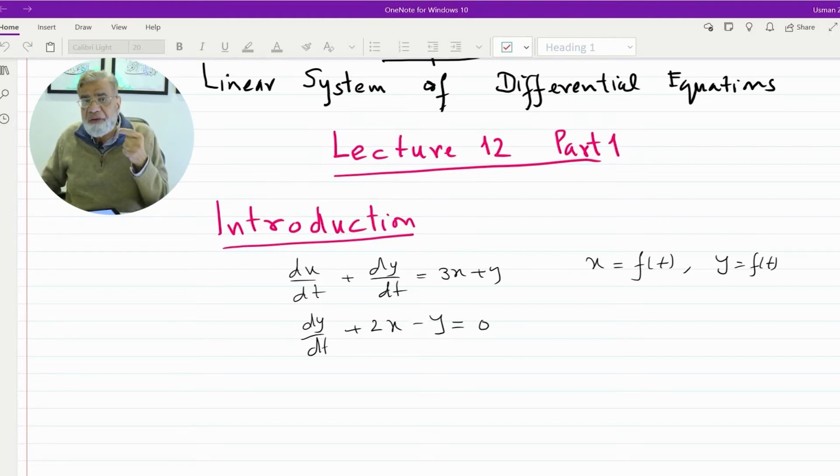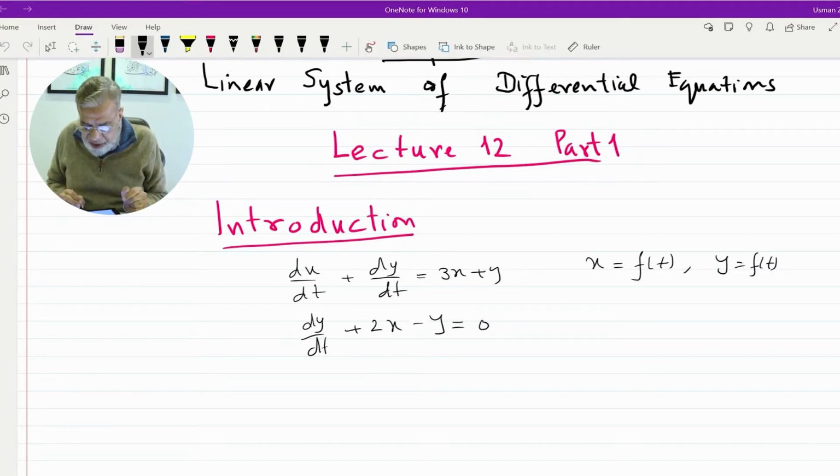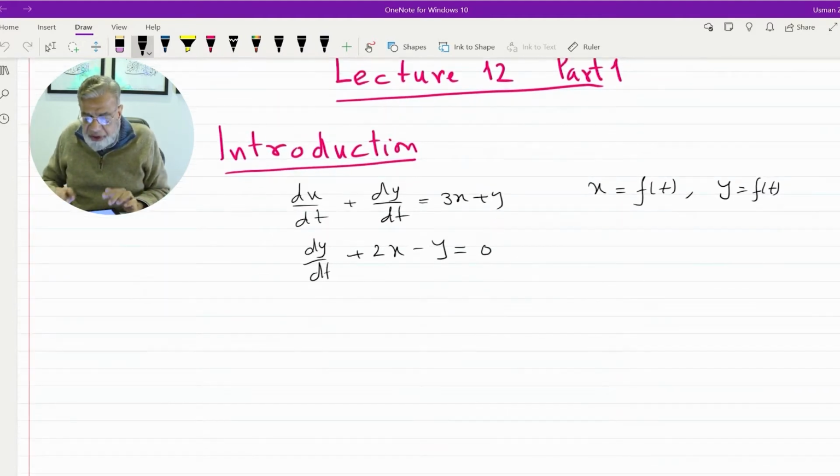Because we have differentiation, there will be an independent variable. So we say our independent variable is t. As an introduction, we take dx by dt plus dy by dt is equal to 3x plus y. The second equation is dy by dt plus 2x plus y equal to 0. I have the variables x, y and t. So x and y are my dependent variables, t is my independent variable. So x is a function of t and y is a function of t. So that's the idea. We can write this equation in a different form.